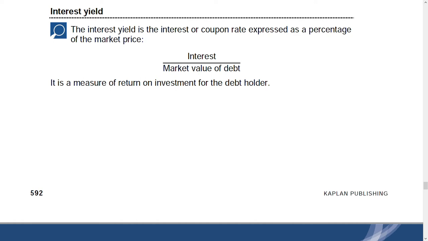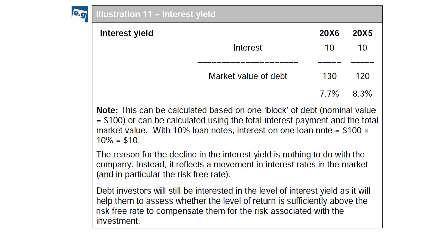So that interest yield means interest divided by market value of debt. If you have a bond or a loan, you have a market value for that, right? For loan or bond or whatever you take, we are talking about that market value. So interest divided by that market value of debt. You'll be given all this, so you don't have to worry about finding market value of debt or interest. You just have to write it in the formula and find the percentage. If you see the illustration here.